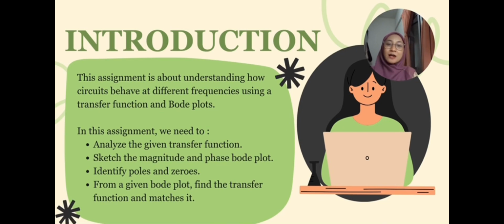Next, I will explain what we're going to do today. This assignment is about understanding how a circuit behaves at different frequencies using a transfer function and Bode plots. We need to firstly analyze the given transfer function, secondly sketch the magnitude and phase Bode plots, thirdly identify poles and zeros, and fourthly, from a given Bode plot, find the transfer function and match it.